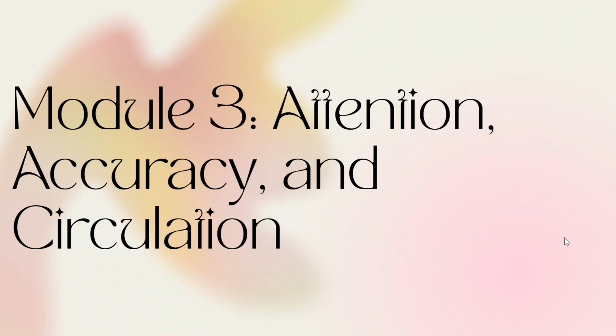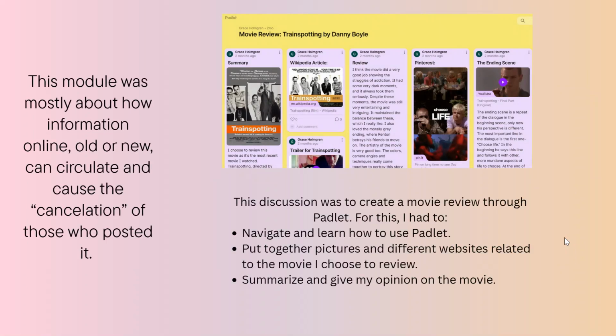Module 3, Attention, Accuracy, and Circulation. This module was mostly about how information online, old or new, can circulate and cause the cancellation of those who posted it. The discussion post for this module was to create a movie review through Padlet. For this, I had to navigate and learn how to use Padlet, put together pictures and different websites related to the movie I chose to review, and summarize and give my opinion on the movie, which was Trainspotting by Danny Boyle. Very good movie, by the way.